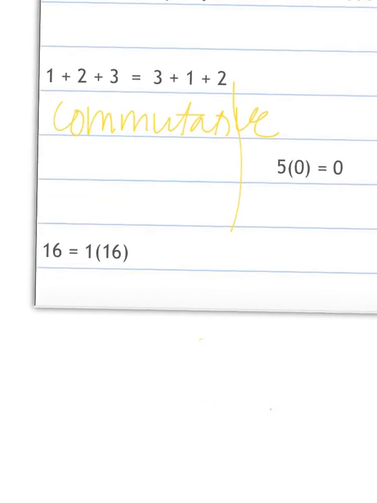Next one, 16 equals 1 times 16, so we're showing that we can multiply a number by 1 and it still gets the same number back. So that is the identity property.